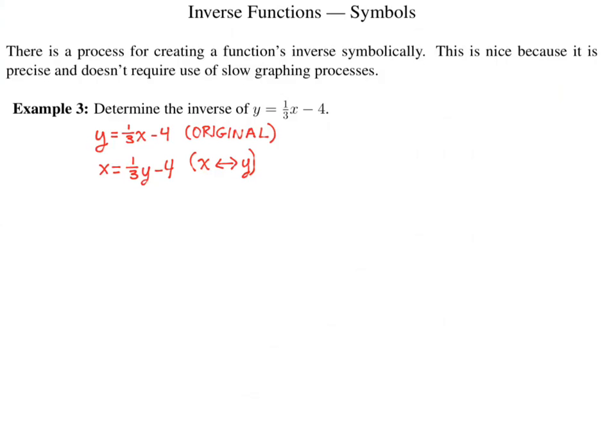The problem now is that it's not solved for y, so at this point we just need to solve for y. So add 4 to each side, and then multiply each side by 3, so it's 3x plus 12. So the inverse is the graph 3x plus 12.